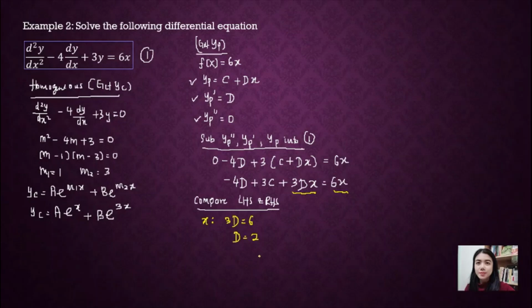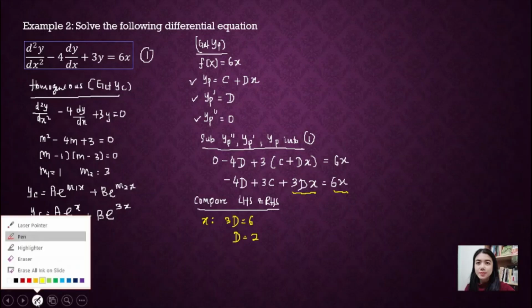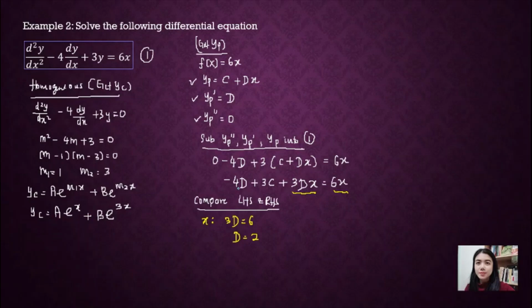Alright, let's look at another one, the constant. For the left hand side, the constant that you have here is negative 4d plus 3c. But for the right hand side, obviously we do not have a constant here, which means it is equal to 0. Now you can solve this one because you know what your d is.